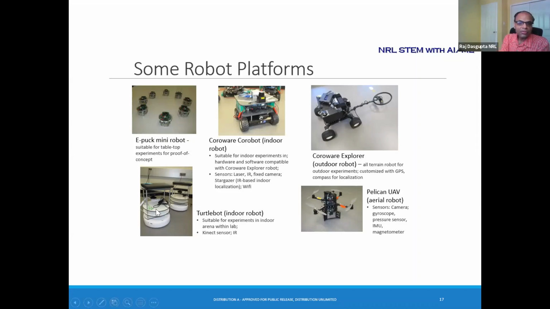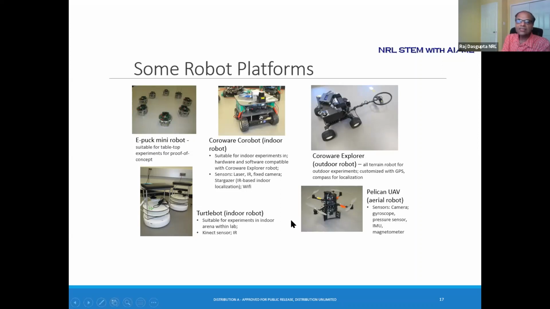This robot is called the TurtleBot robot. And this TurtleBot robot used the Kinect sensor. So you can see there's a laptop right on top of the robot, and right below the laptop, you can see the Kinect sensor. So Kinect sensor is another range sensor that is used on robots.